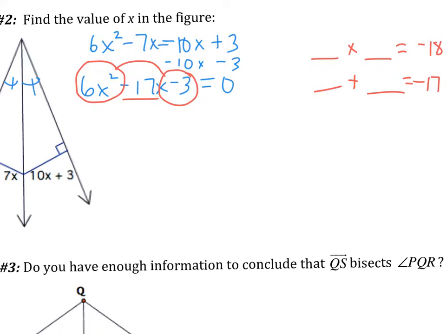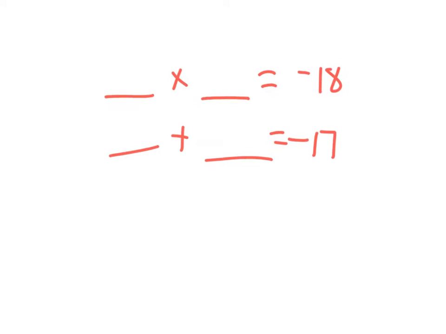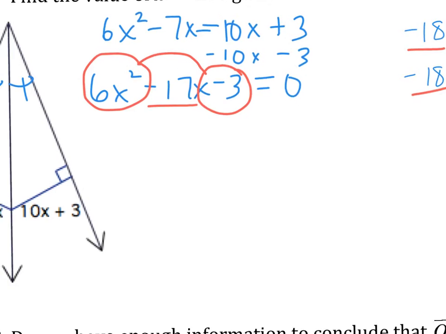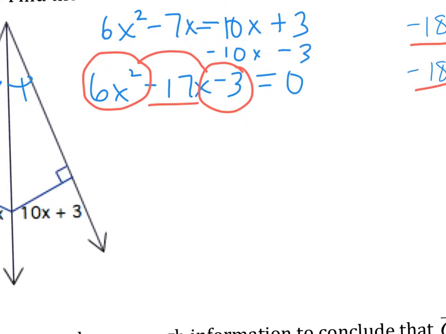I told you this is a toughie. Negative 18 and positive 1. Negative 18 times 1, and then negative 18 plus 1 is negative 17. Okay? So the reason why we do this is just a little check here. This is part of it? Yep. We're about halfway.